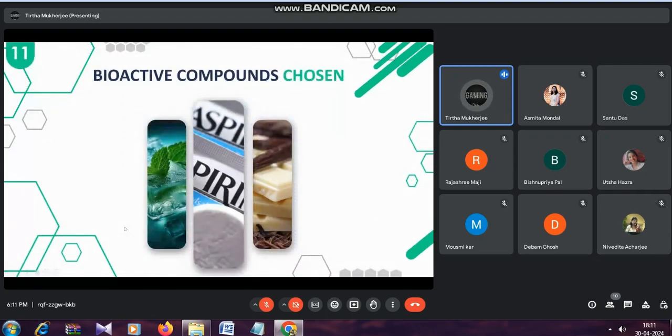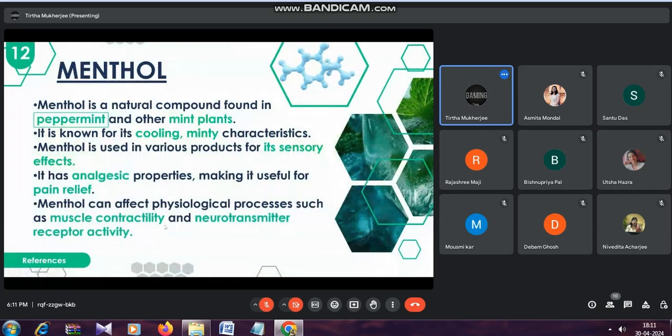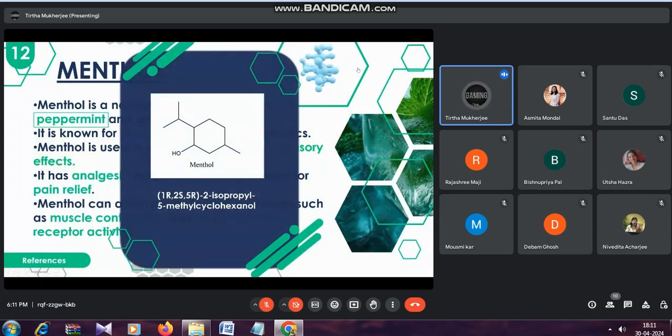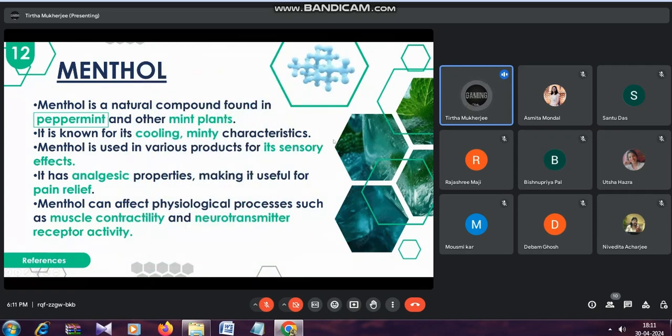Moving on to our next compound, that is menthol. This is the structure of menthol and its scientific name. So menthol is a naturally occurring compound found in peppermint and other mint plants, known for its cooling, minty characteristics. It is used in various products for its sensory effects, analgesic properties, and ability to affect physiological processes such as muscle contractility and neurotransmitter receptor activity.